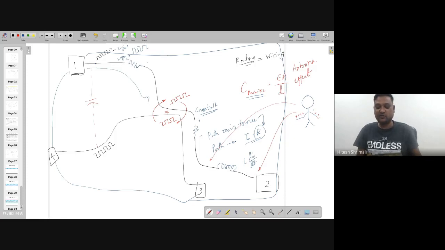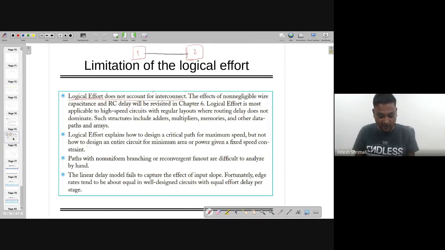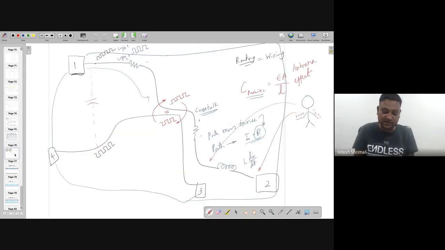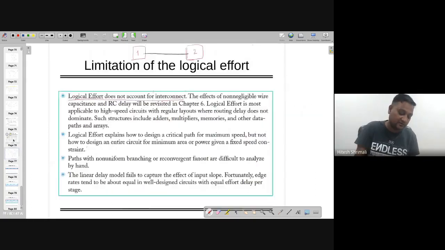So all such things, whatever I talked about till now, crosstalk, path resistance, path capacitance, path inductance, routing, will not be accounted for in the logical effort. But as an intelligent engineer, you can find out these things from simulation and keep that also for your calculation so that you can have the correct logical effort, but it's very difficult. So it's up to you how you are doing all this modeling part.